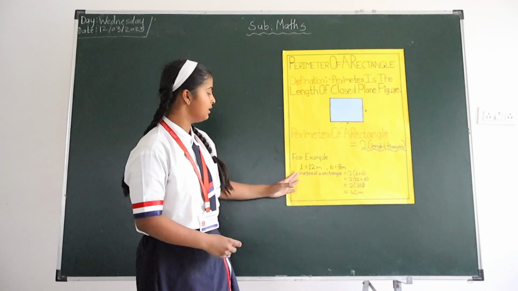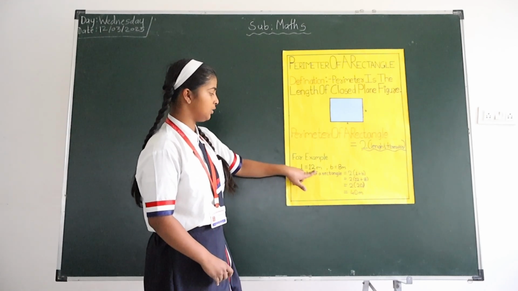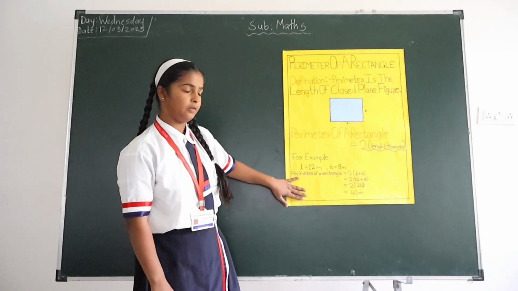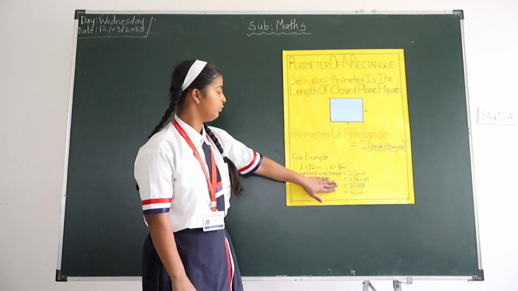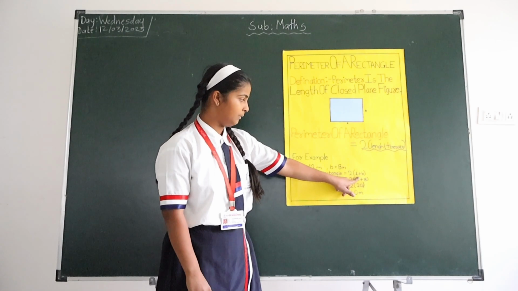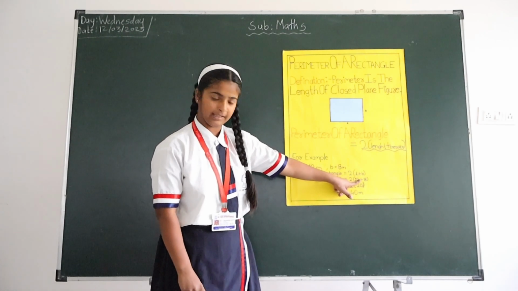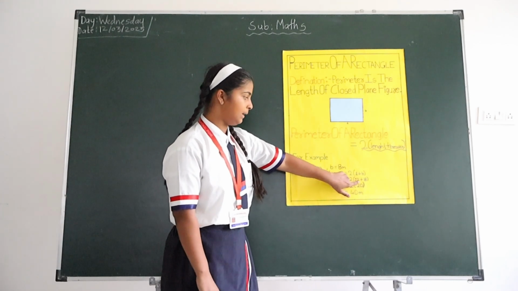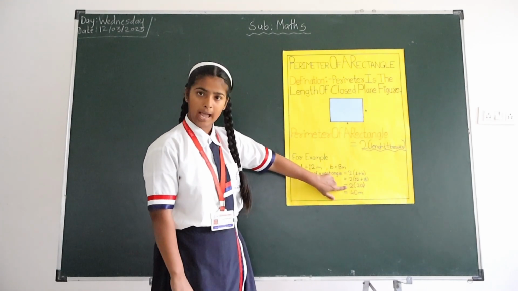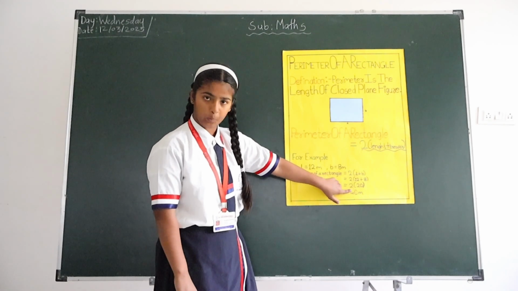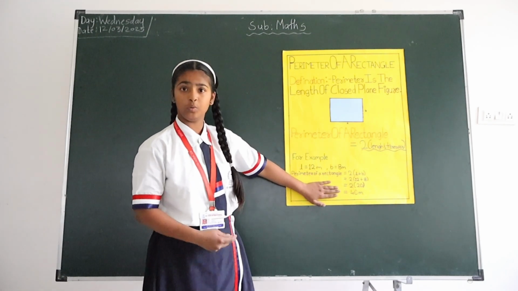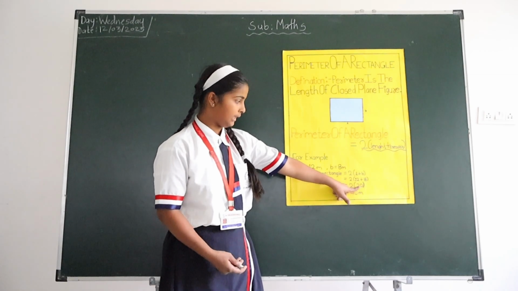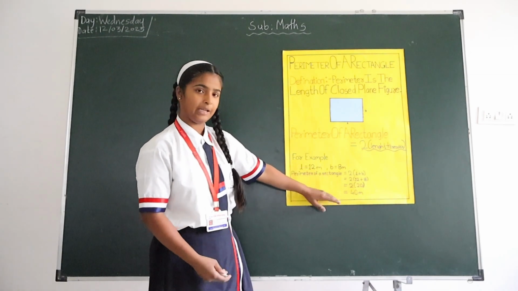Let's see an example. Our question is length is equal to 12 meter and breadth is equal to 8 meter. First we will write the formula, that is 2 into bracket L plus B. L is the length and B is the breadth. We will put the values, that are 12 plus 8. Now we will add, then our answer will be 20. Then we have to multiply the sum, that is 20, by 2. So our answer will be 40 meter.